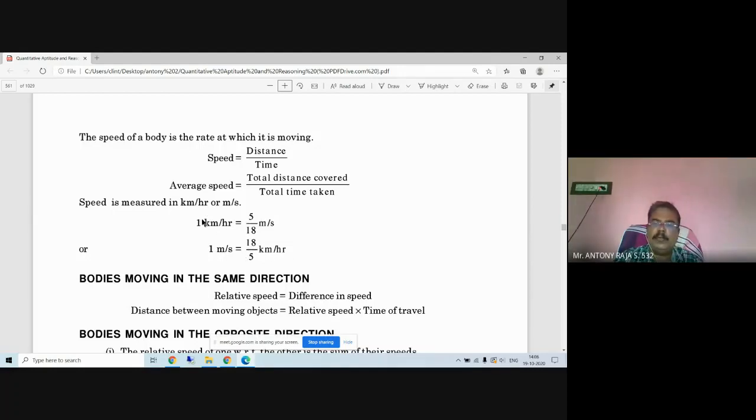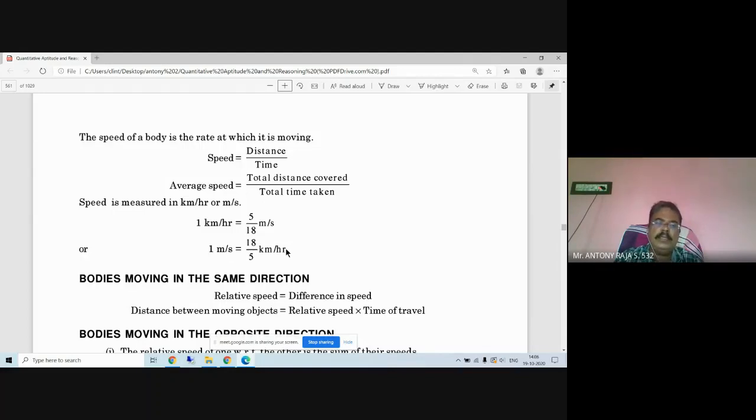Simple. Kilo means 1000, so 1000 meter divided by 3600. 1 hour is equal to 3600 second. So 1000 divided by 3600 meter per second. Simplify this, you will get the same relationship.